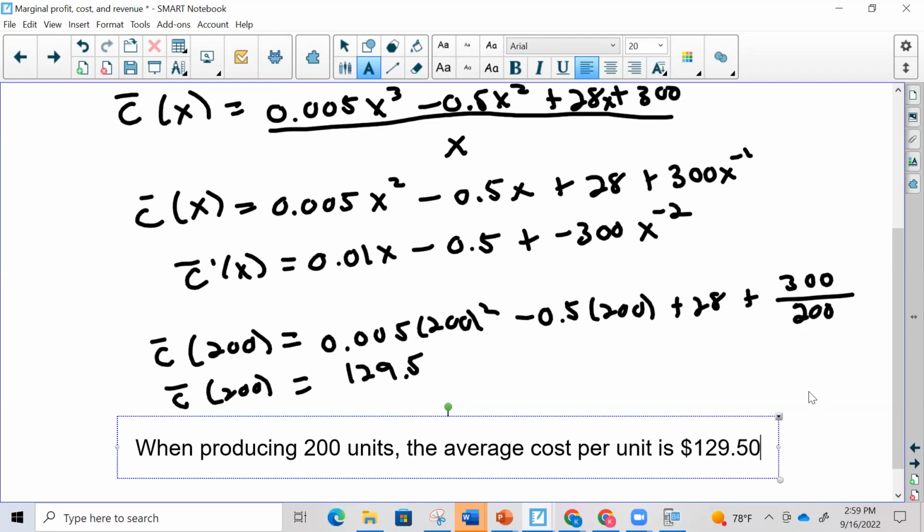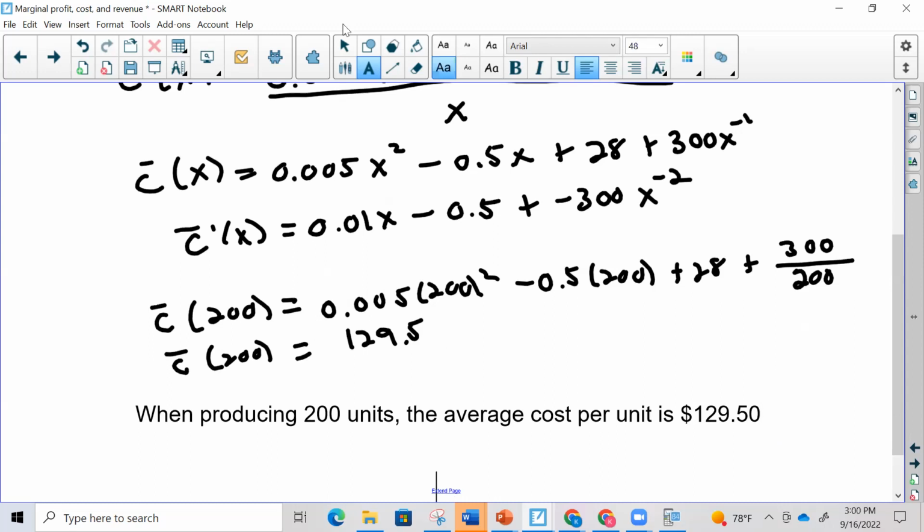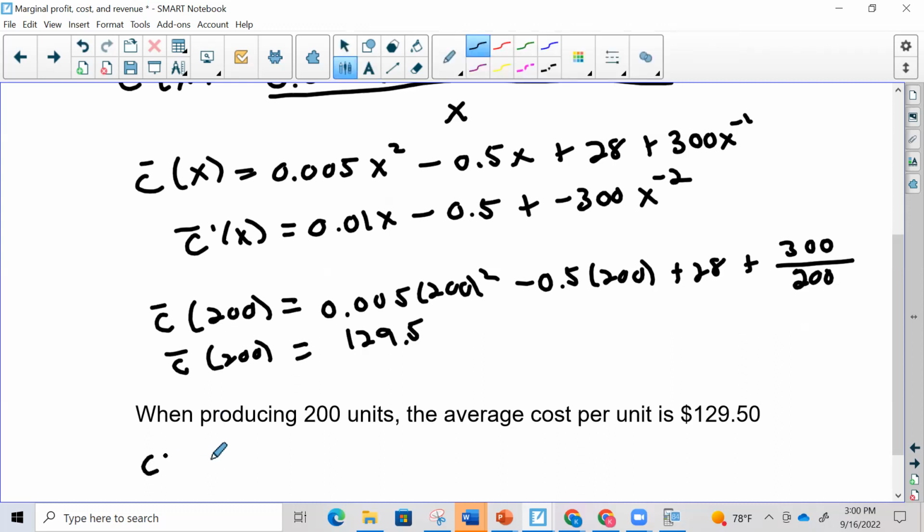Okay, so the average cost per unit is $129.50. So then we want to find C prime of 200. We already have our derivative function, so we're just going to plug 200 into that, which is equal to 0.01 times 200 minus 0.5 minus 300. And again, this would be over X squared if I change it, so over 200 squared.